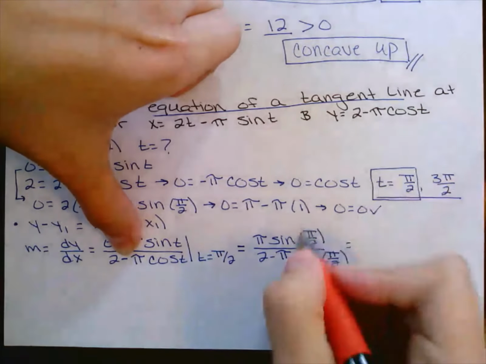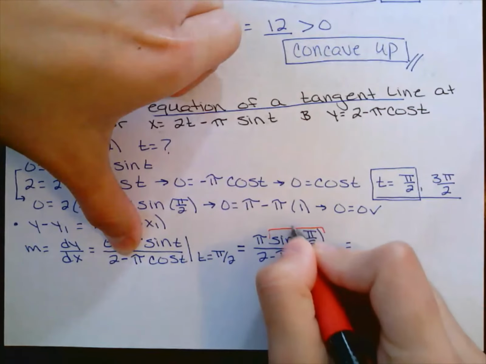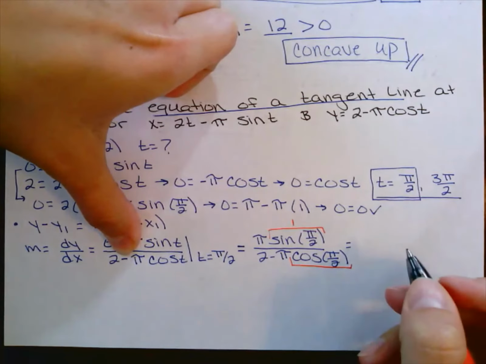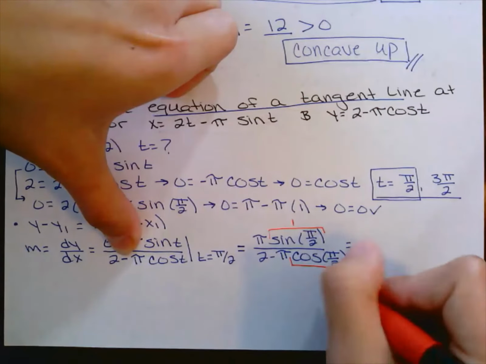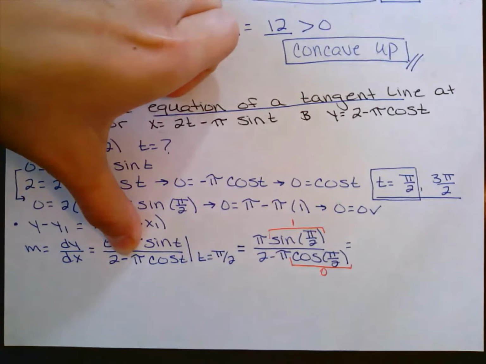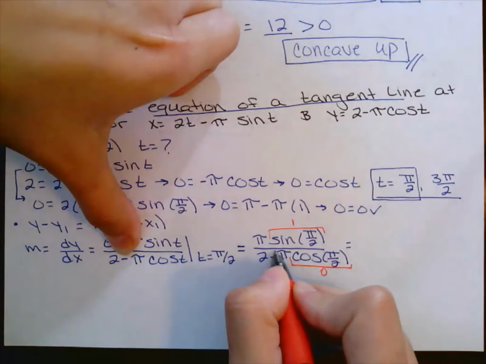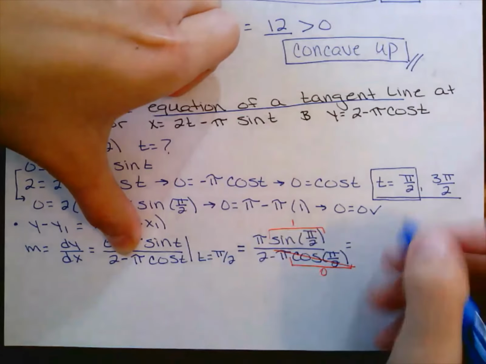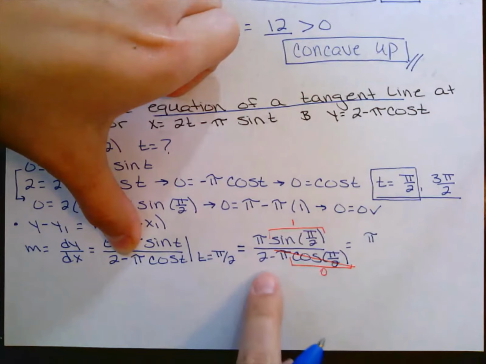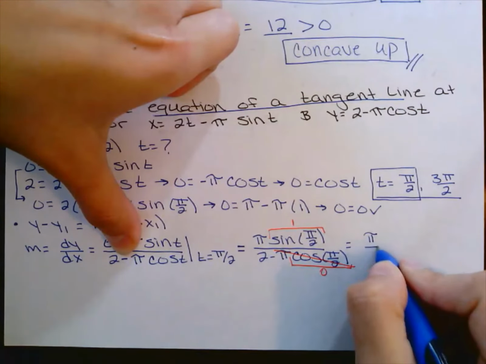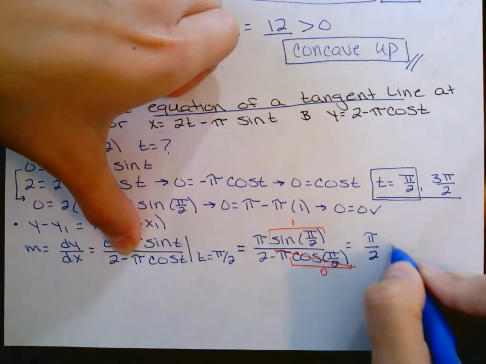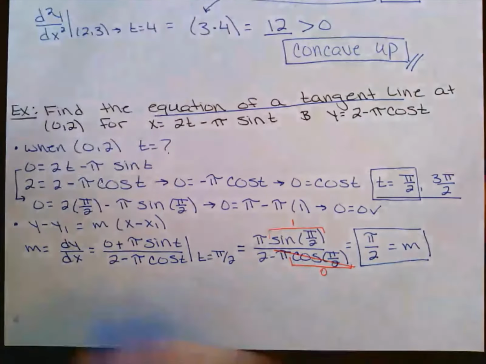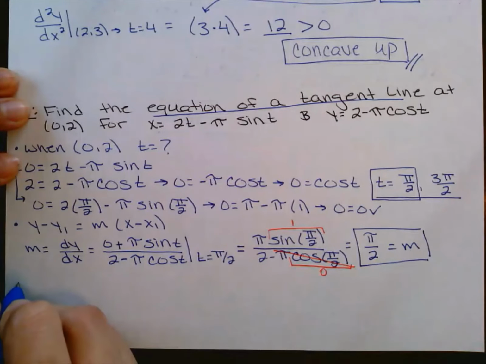I'll write it here for you. This is going to be 1. And cosine of pi over 2 is 0. Okay? So that's going to cancel out this whole term. So pi times 1 is pi. And then I have 2 minus 0. Okay? So this right here is my m. It's my slope.